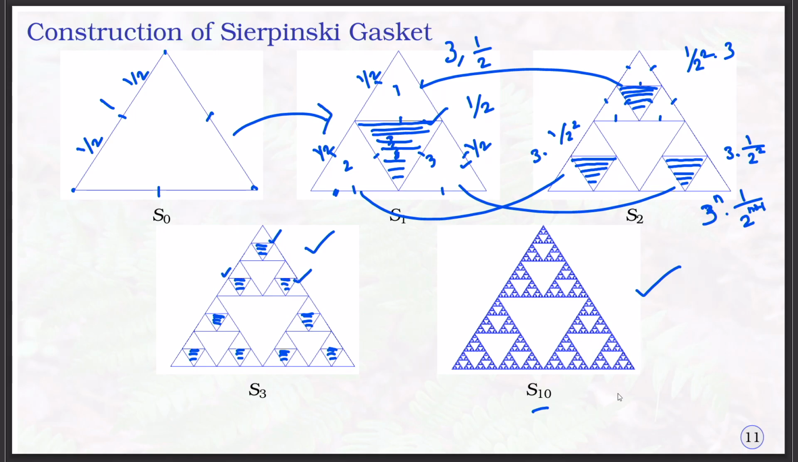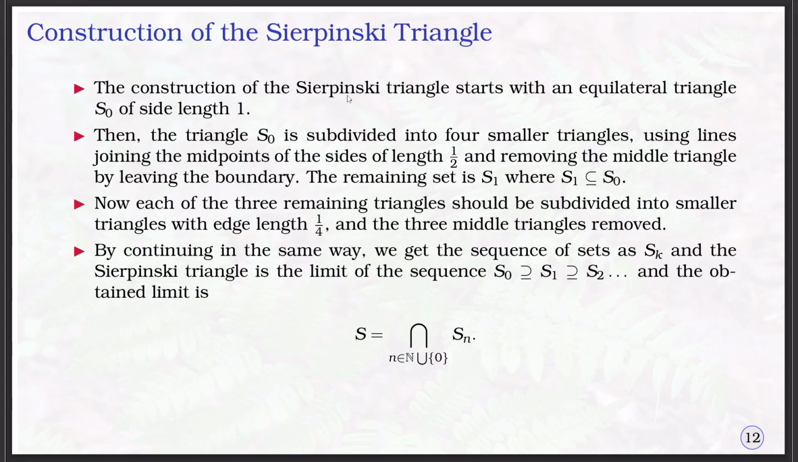Now, let us try to find the area of the Sierpinski triangle. The construction of the Sierpinski triangle starts with the equilateral triangle S naught of side length 1. Then the triangle S0 is subdivided into 4 smaller triangles using the lines joining the midpoints of the sides, of length 1/2, and removing the middle triangle, leaving the boundaries. We are leaving the boundaries. The remaining set is S1.